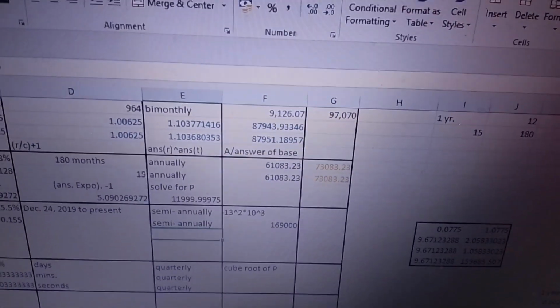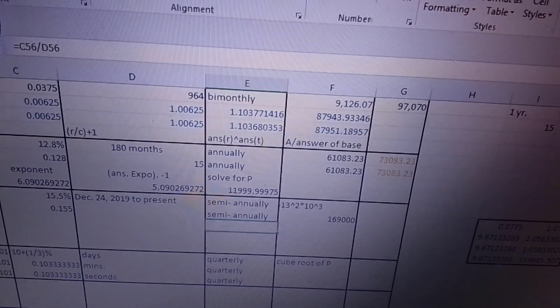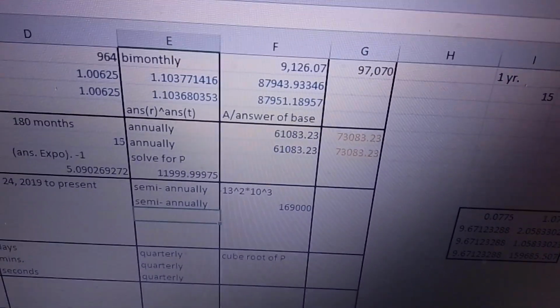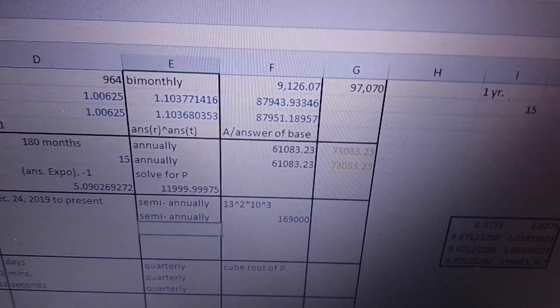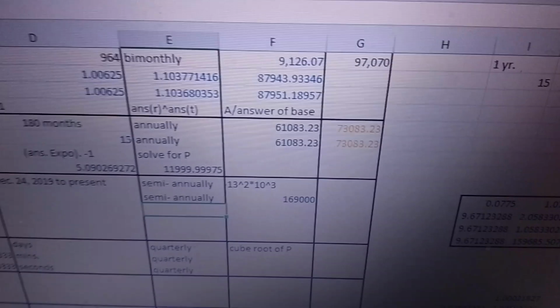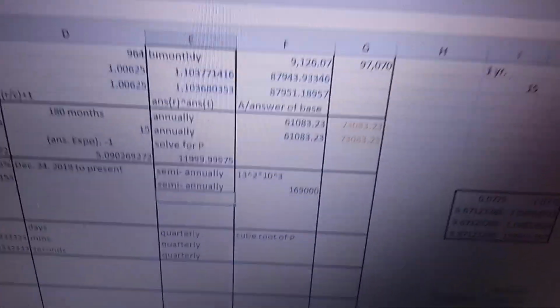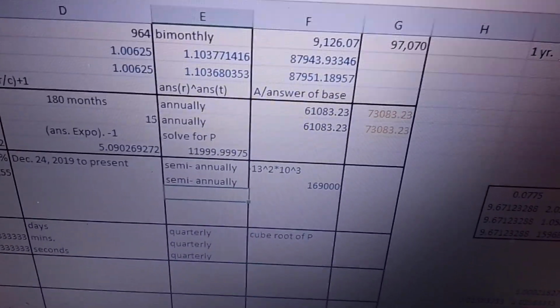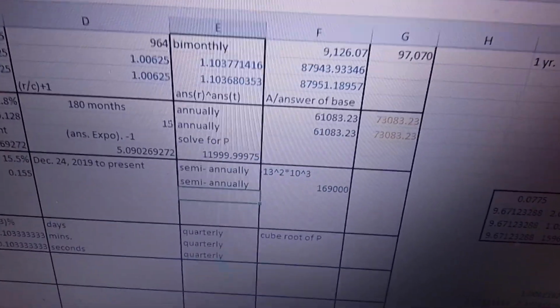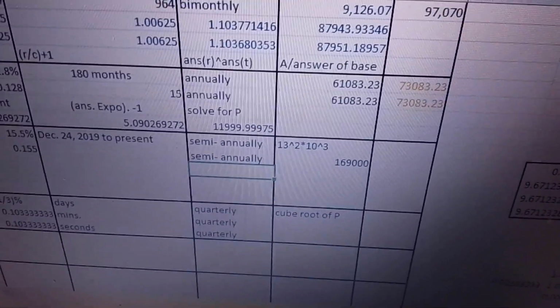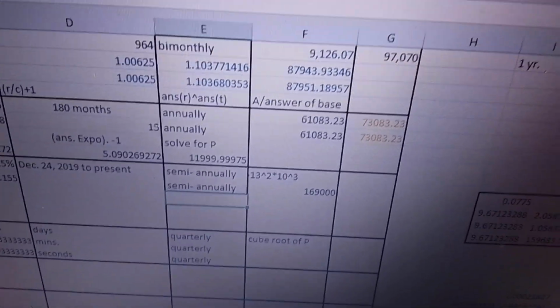principal. But how do we do that? First, we need to get the time. Kasi remember, the time there says from December 24, 2019 up to the present. And what's the date today? The date today is October 24, 2024. So, tama, hanggang na yun, up to the present.